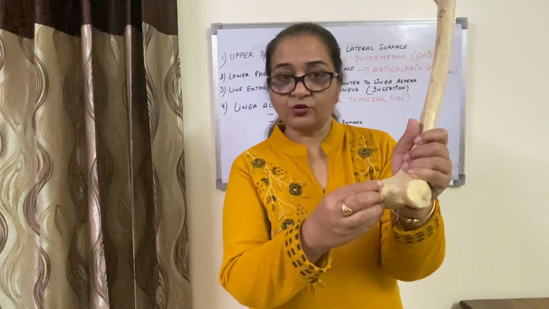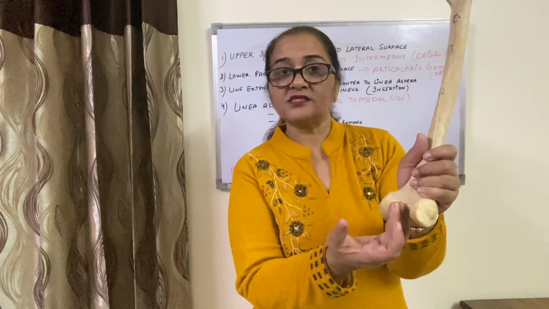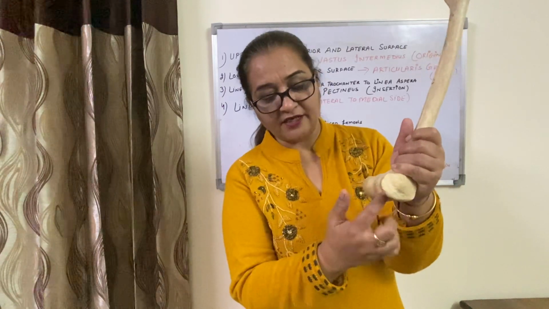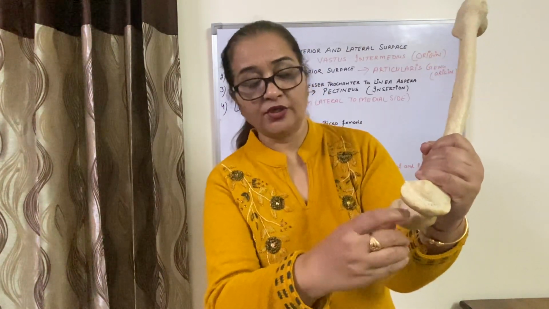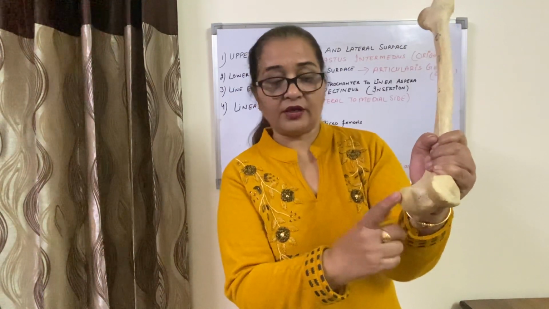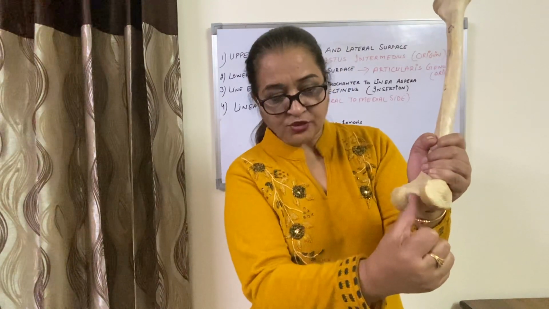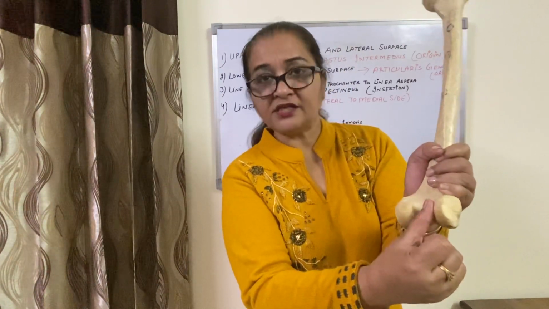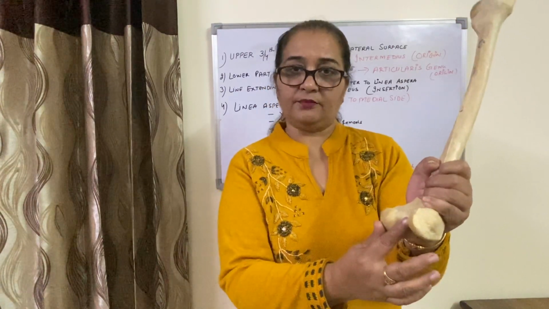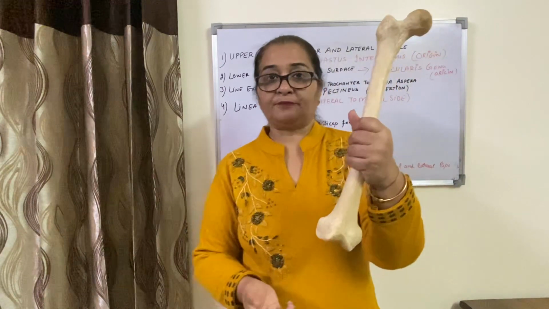And the posterior cruciate ligament is attached to the medial condyle, but which surface? That is the lateral surface of the medial condyle. Which part? That is the anterior part. Anteriorly there is a smooth area. So the anterior part of the lateral surface of the medial condyle is giving attachment to the posterior cruciate ligament. The posterior part of the medial surface of the lateral condyle is giving attachment to the anterior cruciate ligament. Now this is all about the description of the bone.